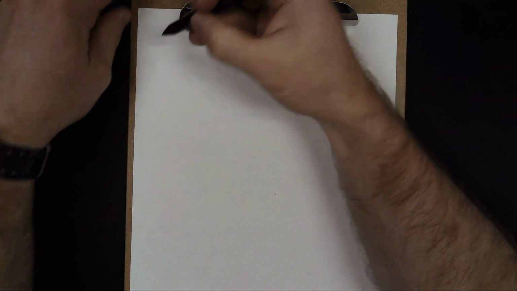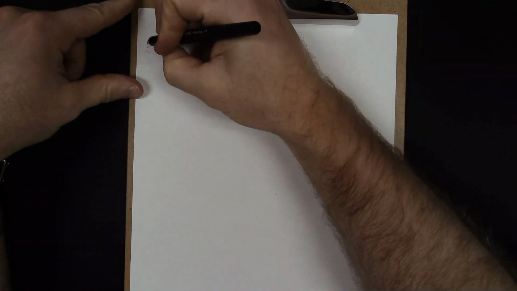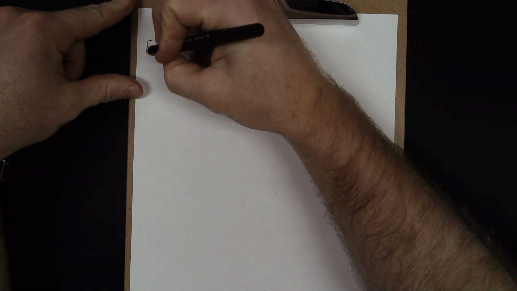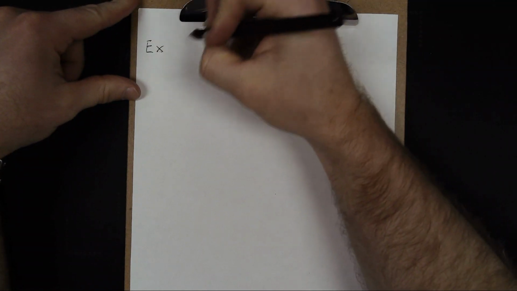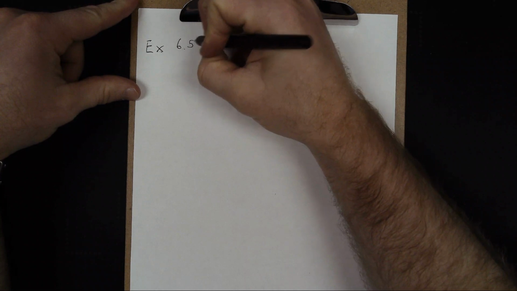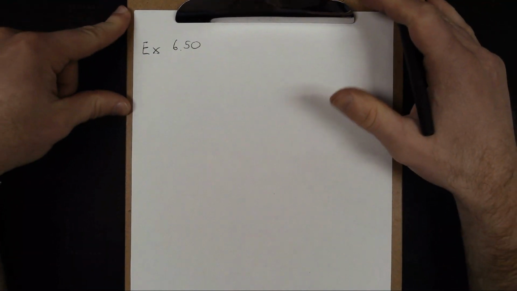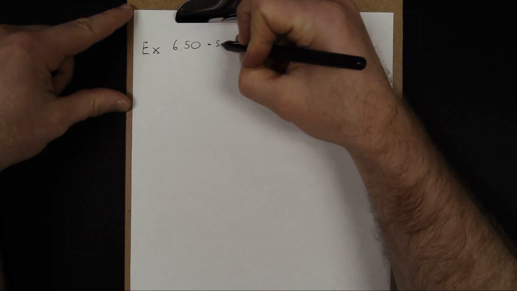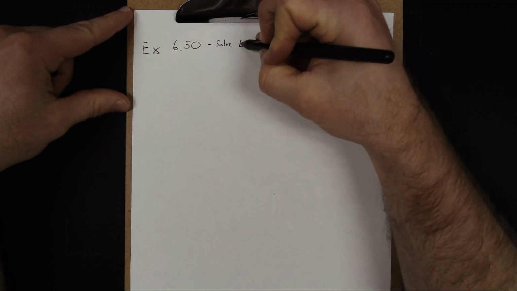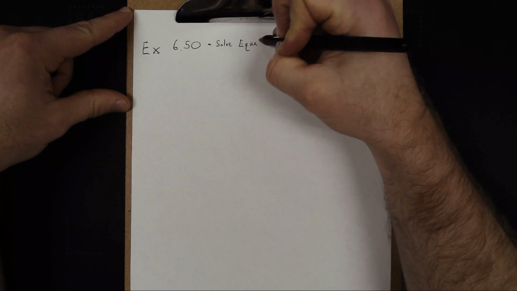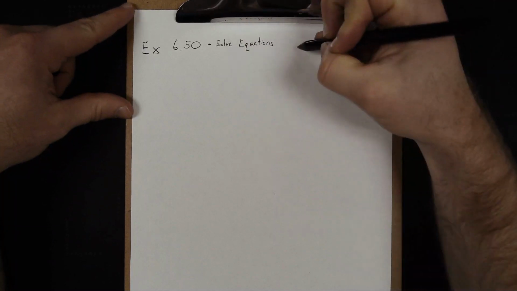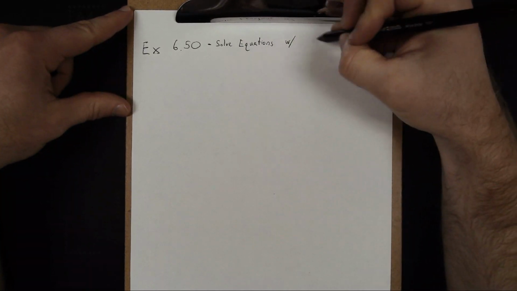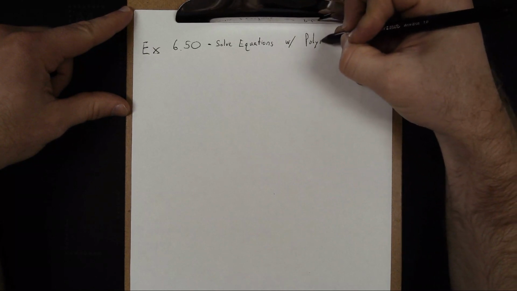All right, here we go. Let's go over example 650. Okay, and this is going to be, we are solving equations with polynomial functions.